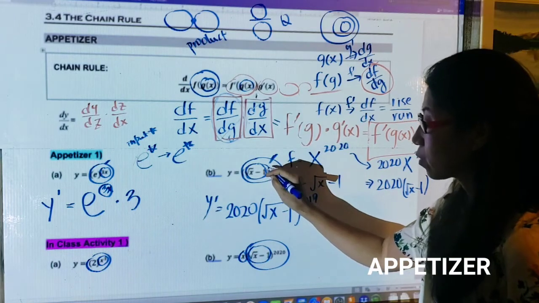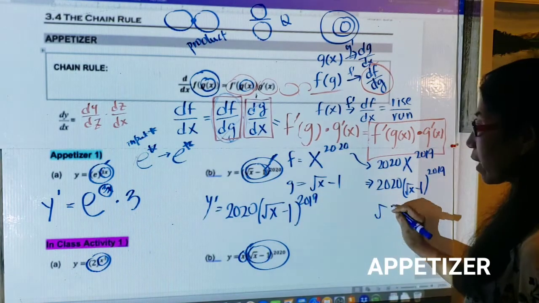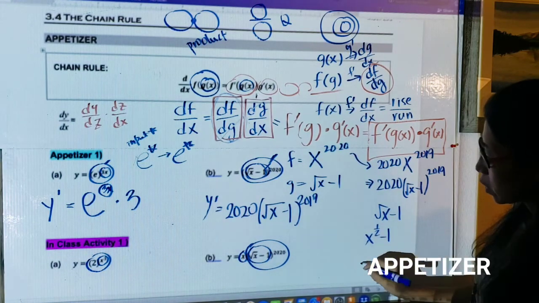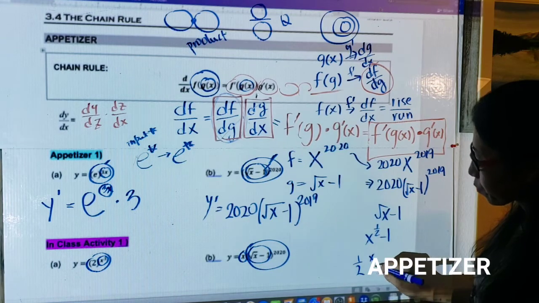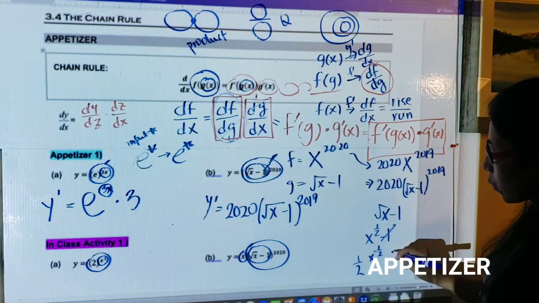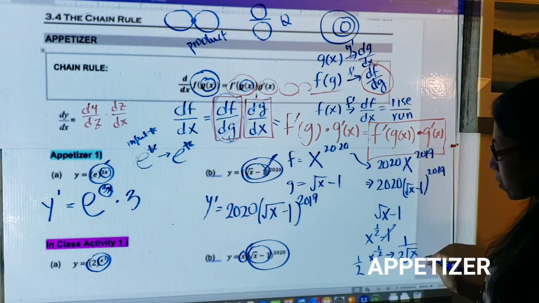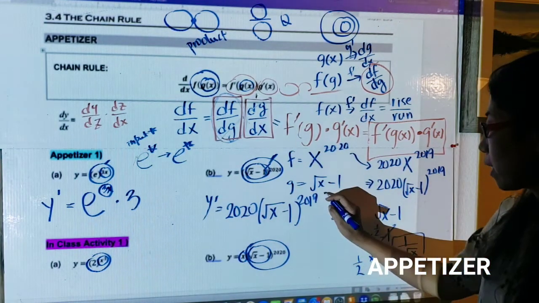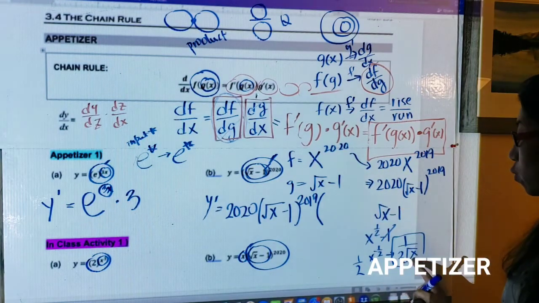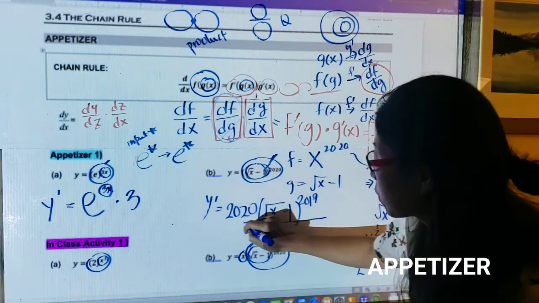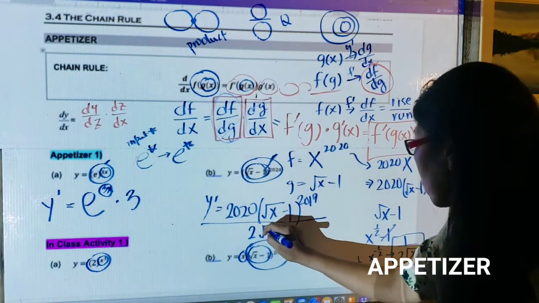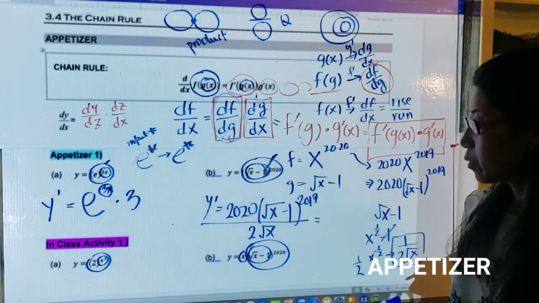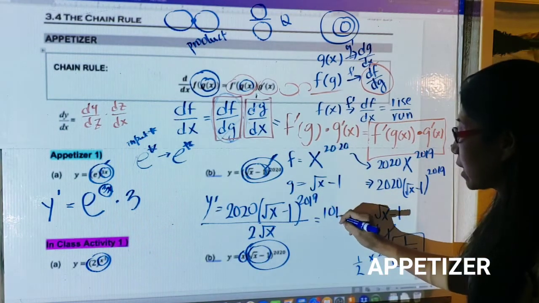So now we need to take the derivative of the inside, which is square root of x minus 1. If we take the derivative, we can use x to the 1 over 2 as a power rule. So 1 over 2 x to the negative 1 over 2, the 1 goes away. So that becomes 1 over 2 square root of x. You will get familiar soon because it will be coming out often. So now I'm going to multiply by 1 over 2 square root of x, which I can just put as a denominator, 2 square root of x. Then after this, we can reduce 2020 over 2 as 1010.